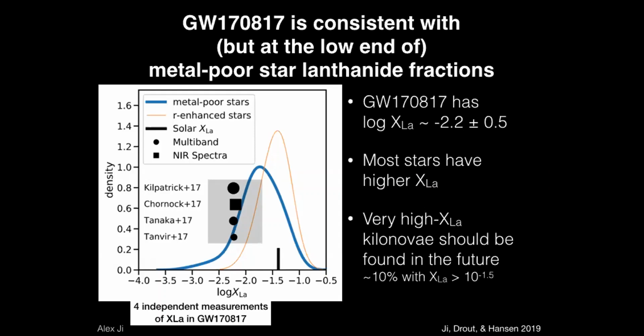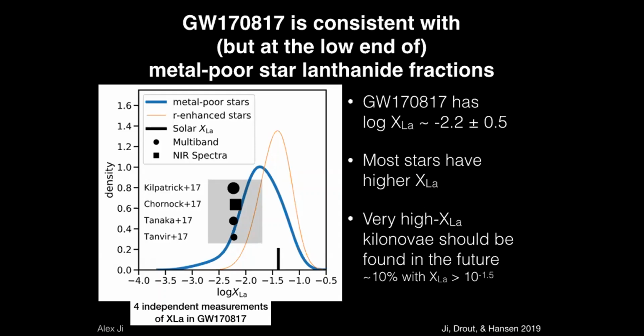But once you sum together both the blue and the red components, they actually basically give the same answer for the lanthanide fraction. And so I think this is a pretty good indication that the lanthanide fraction that you infer, at least from the visible components, is a pretty robust thing. So the actual value that they inferred from all of these things is about 10 to the minus 2.2, a little less than 1%, right, of lanthanides.